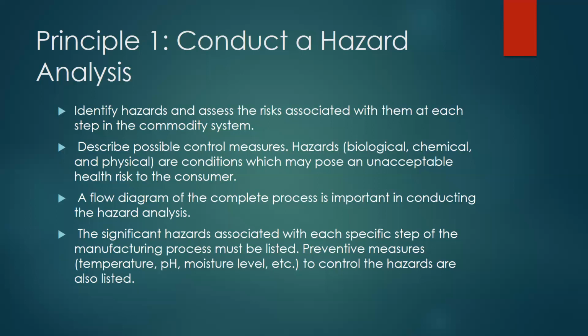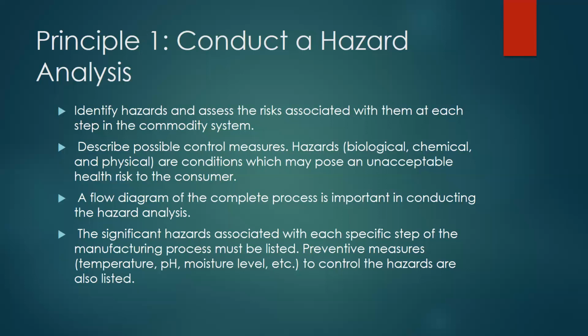Hazards may be biological, chemical, or physical, and they are the conditions which may pose an unacceptable health risk to the consumers. A flow diagram of the complete process is important in conducting the hazard analysis, and the significant hazards associated with each specific step of the manufacturing process must be listed, and preventive measures to control the hazards should also be listed.